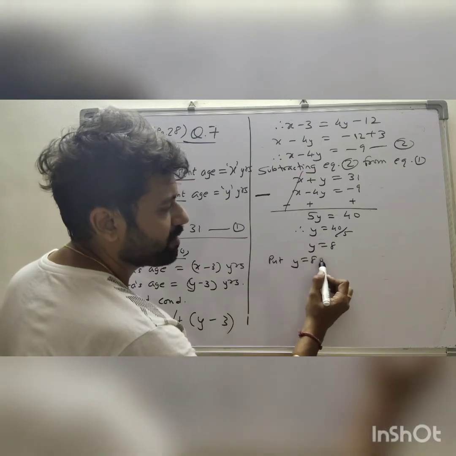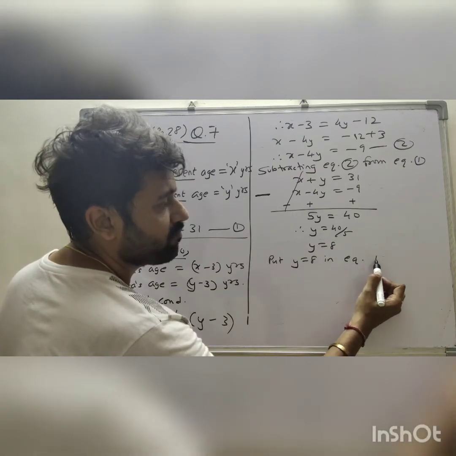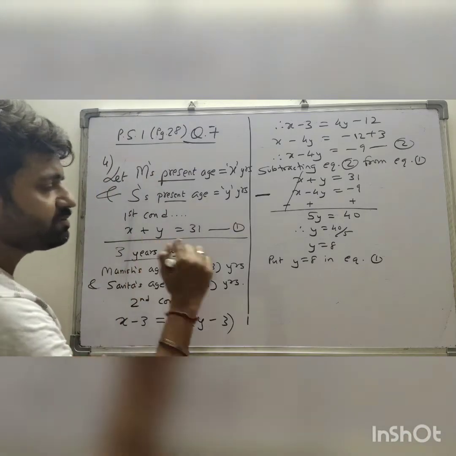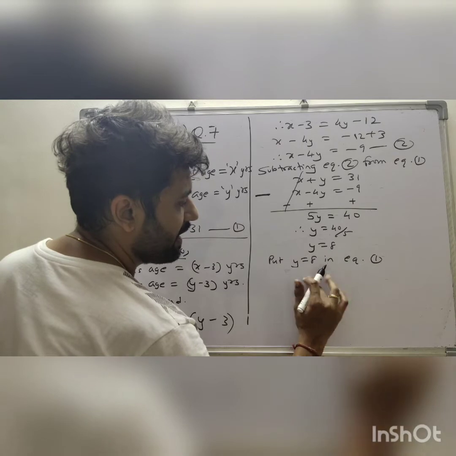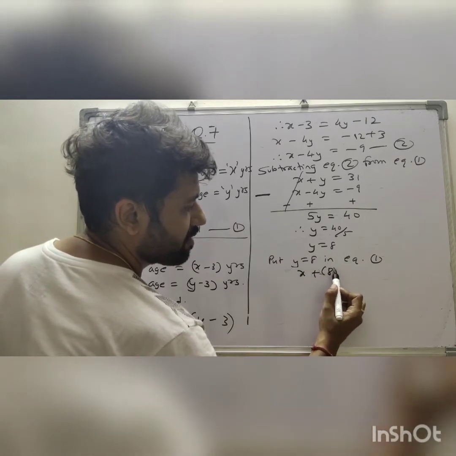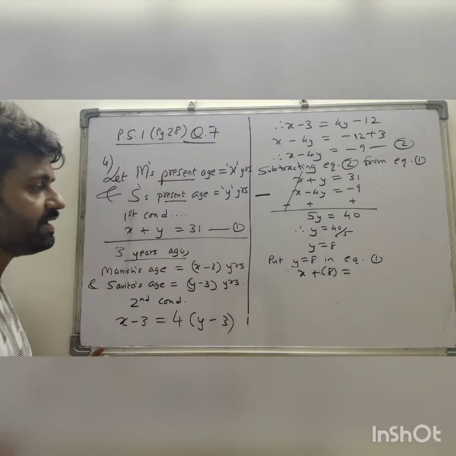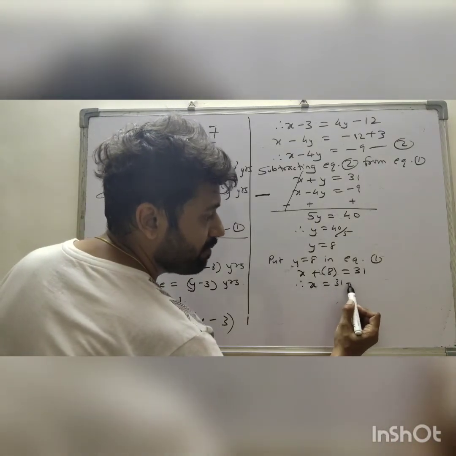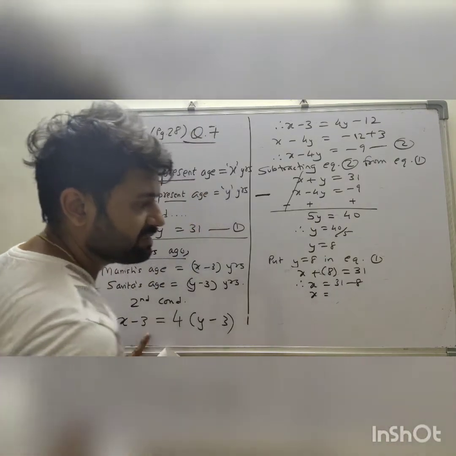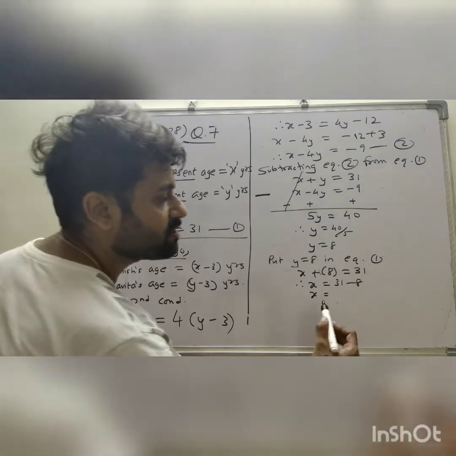Put y is equal to 8 in equation number 1. x plus y, in place of y we have to write 8, is equal to 31. We get x is equal to 31 minus 8. x is equal to, when you subtract, you get 23.